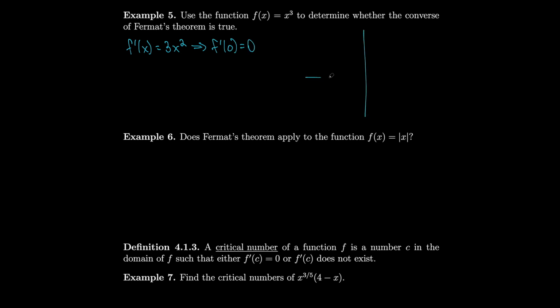However, if we look at a graph, let's see if I can draw this again. Okay, so this is y equals x cubed. If I look at 0, I already know that this is not a local maximum or minimum from the previous problem that we did. In fact, it's just a spot where the tangent is 0. So just because you have a tangent that has a slope of 0 does not necessarily mean that you have a max or min. So this means that our converse is false.